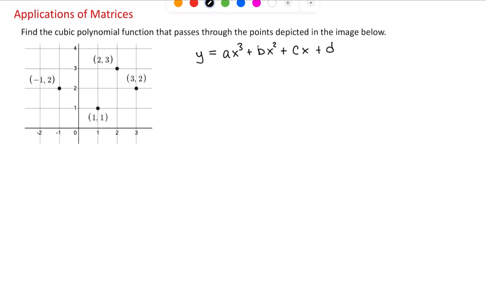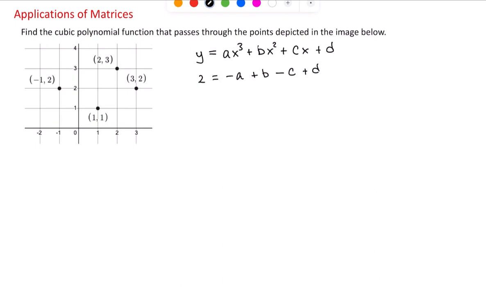points. And what we simply do is plug in the x and y values for each point, and we create a system of 4 equations with 4 unknowns. Y is 2 when x is -1. So plug in -1 for all the x's. -1 cubed is still negative, so we'll have negative a. -1 squared is positive, so we'll have plus b. -1 times c will be minus c, and then plus d. So this equation must be satisfied in order to pass through that first point.